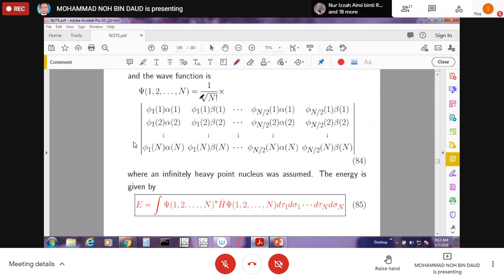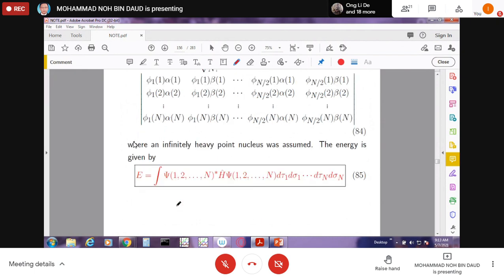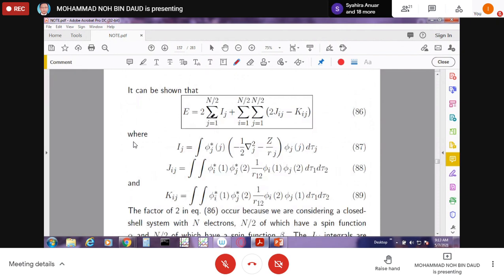We have the Slater determinant and the factorial here. This is n electrons. We substitute this into the variational integrals, and we end up with this total energy.